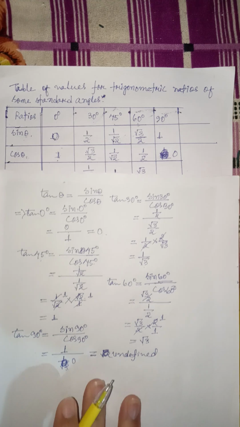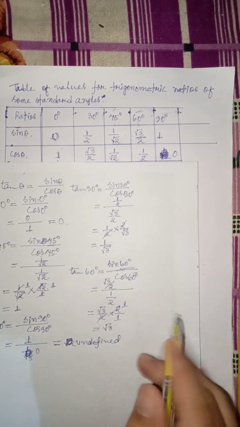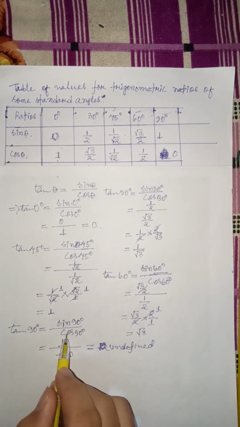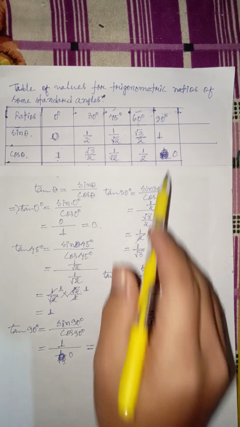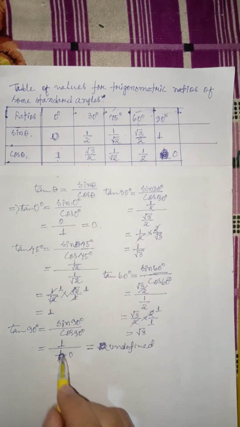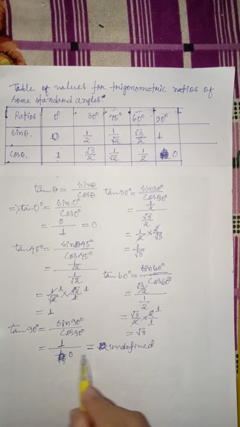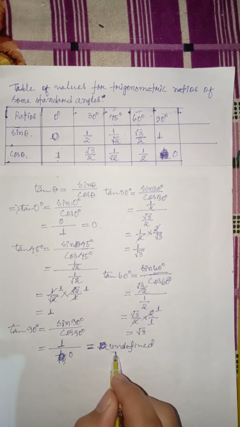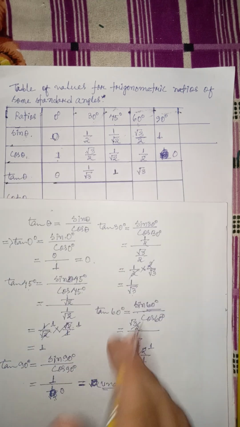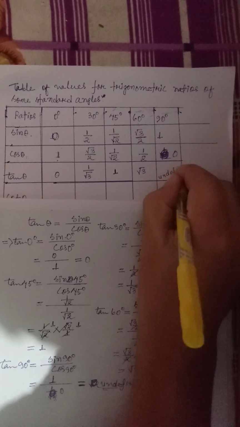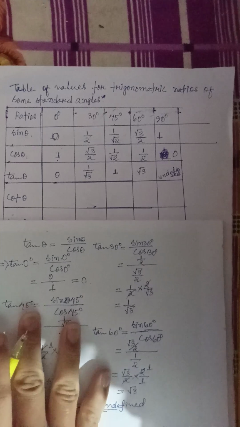Alright. Then let us move to the last in this tan, which is tan 90 degree. In case of tan 90 degree, it will be sine 90 degree by cos 90 degree. Sine 90 degree, how much did we get? It is 1. And in case of cos 90 degree, it is 0. 1 divided by 0, which we denote as undefined. Alright, so let us write undefined here. Undefined. Alright, now we have this.